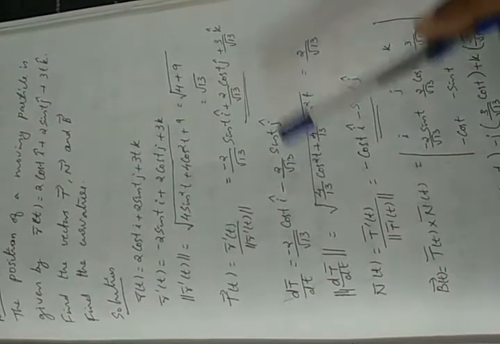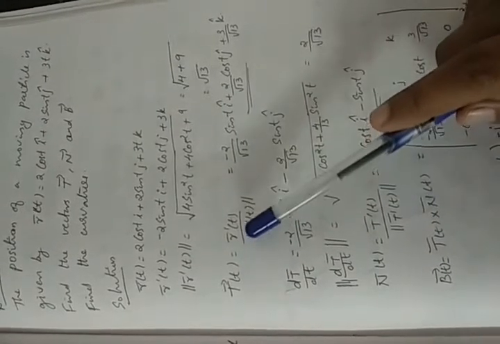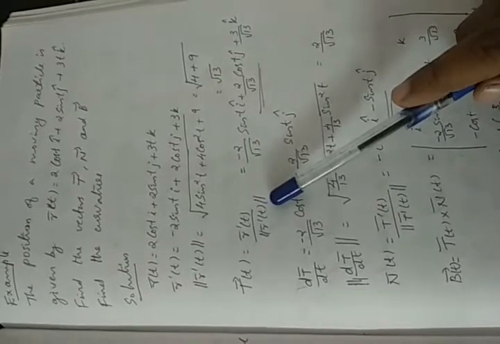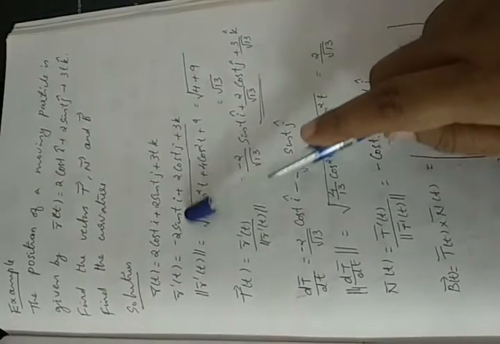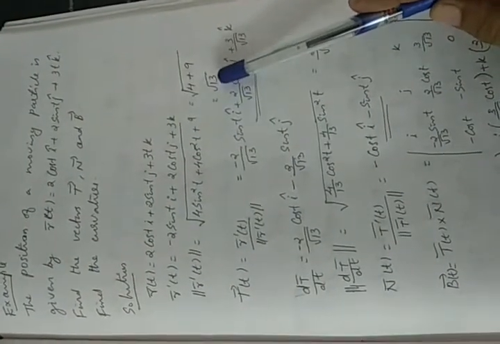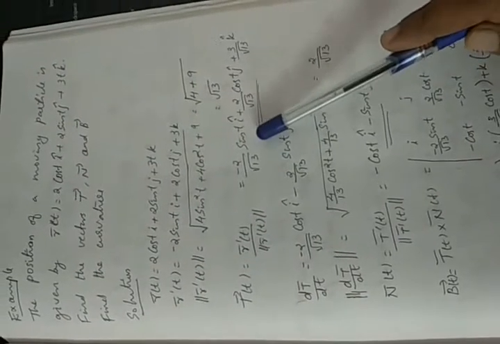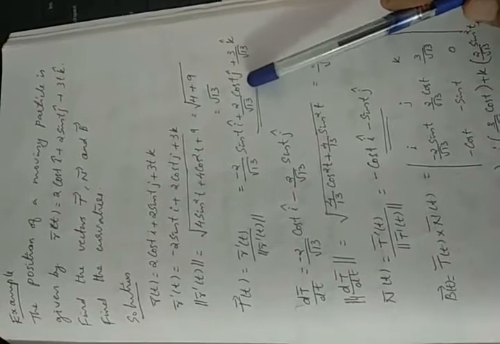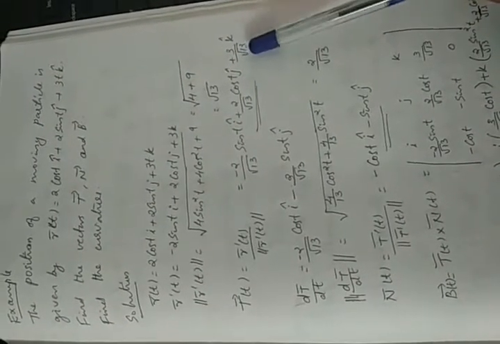So norm of r dash of t is equal to root of 13. Now we have the formula. Vector T is equal to r dash of t divided by norm of r dash of t. So it becomes, we have r dash of t is equal to this vector divided by root of 13. So we get negative 2 by root of 13 sin t i plus 2 by root of 13 cos t j plus 3 by root of 13 k.